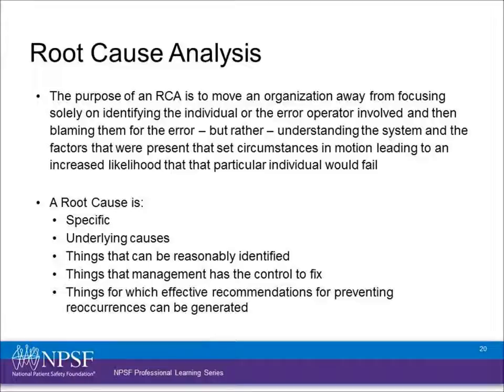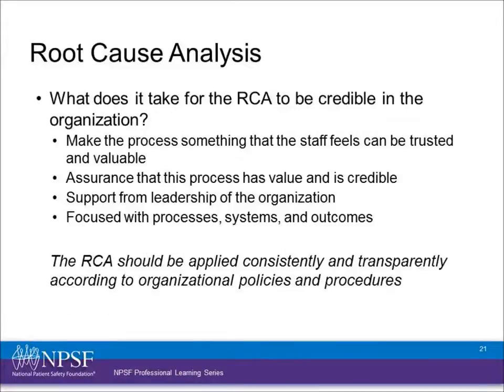And I'd ask, what does it take for root cause analysis to be credible in the organization? By credibility, I think you want to make these processes something that the staff feels can be trusted and that they feel are valuable. If you're going to ask them to take part in something that might be uncomfortable for them, there needs to be some assurance that this process actually has some value and is credible.